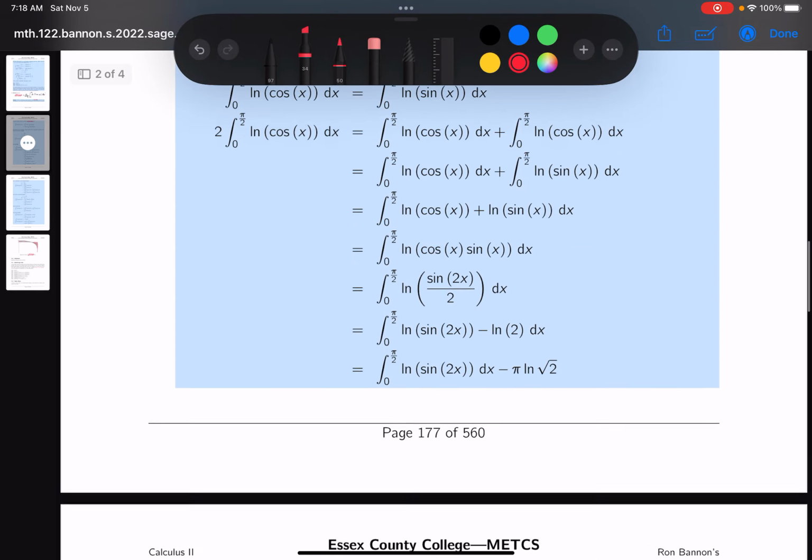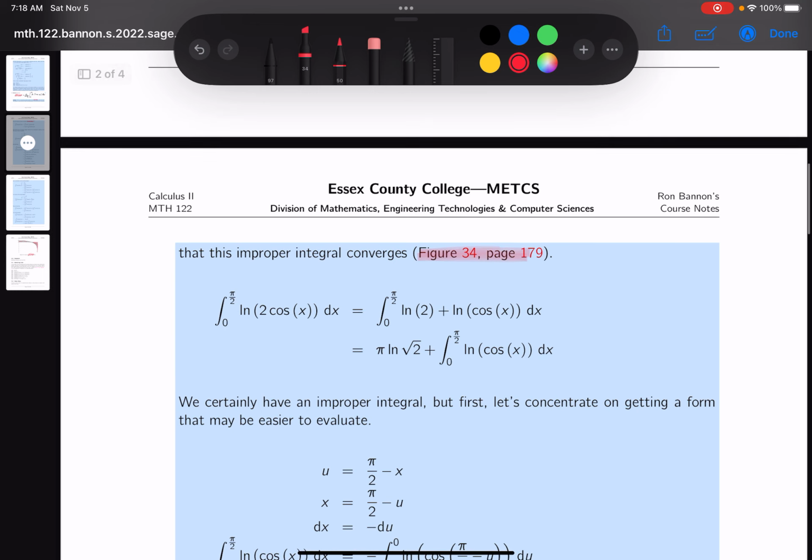Let's go through the work. The first thing I did with this problem was I split it, using the rules of logs. So the log of this product, 2 times cosine x, I'm going to write as a sum. This first integration is incredibly easy to do, by the way, and that's going to be 0 to pi over 2, the natural log of 2 dx.